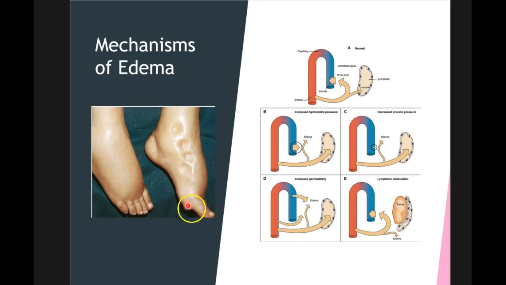The third cause, well, I'm going to skip here. I know the diagram has this as E, but I'm going to skip here to the lymphatic obstruction.